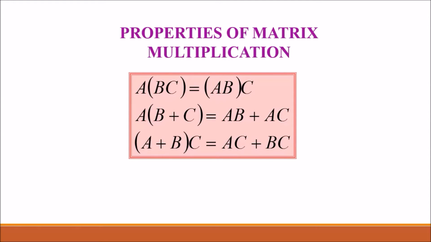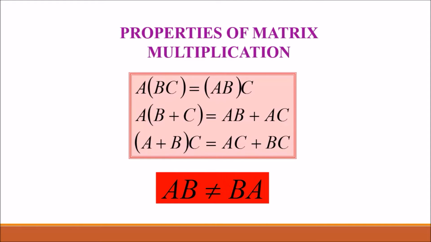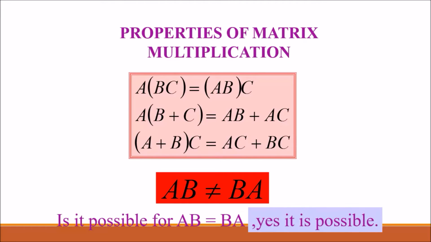There are some noticeable properties of multiplication which you have to remember. But remember, AB is not equal to BA. But is there any possibility, any situation in which we can have AB equal to BA? Yes, it is possible in one case.